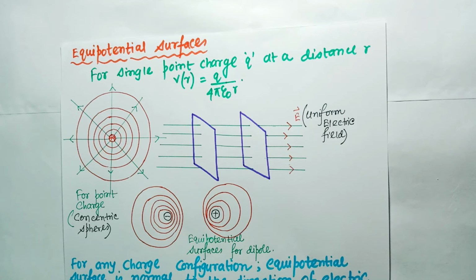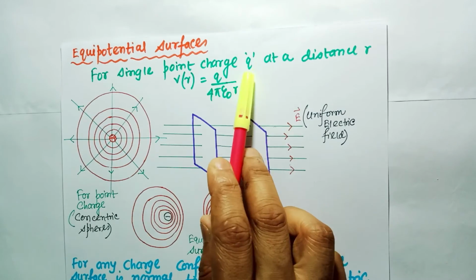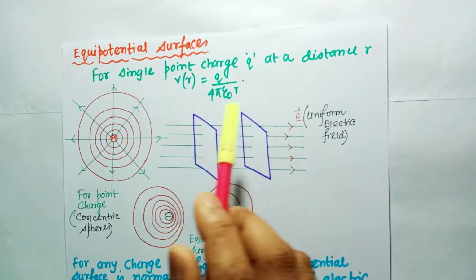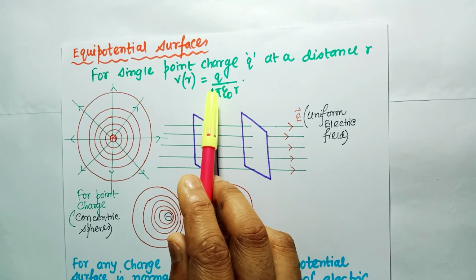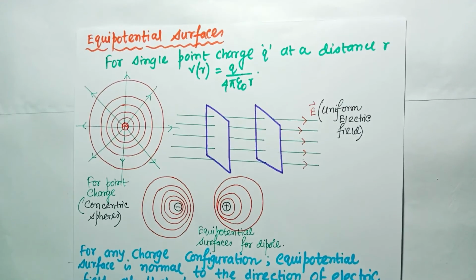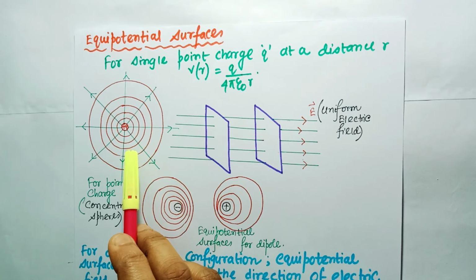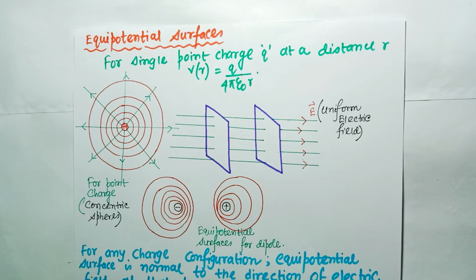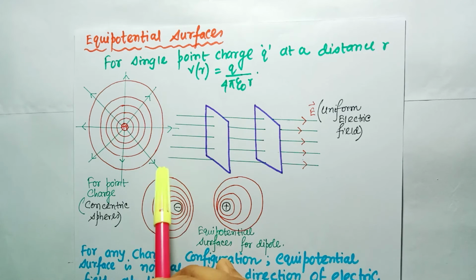So for a single point charge q at a distance r, the potential will be, as we all know, V(r) is equal to q divided by 4 pi epsilon naught r. So we can see that for a fixed value of r, the potential is constant, and for a point charge the equipotential surfaces are concentric spherical surfaces.